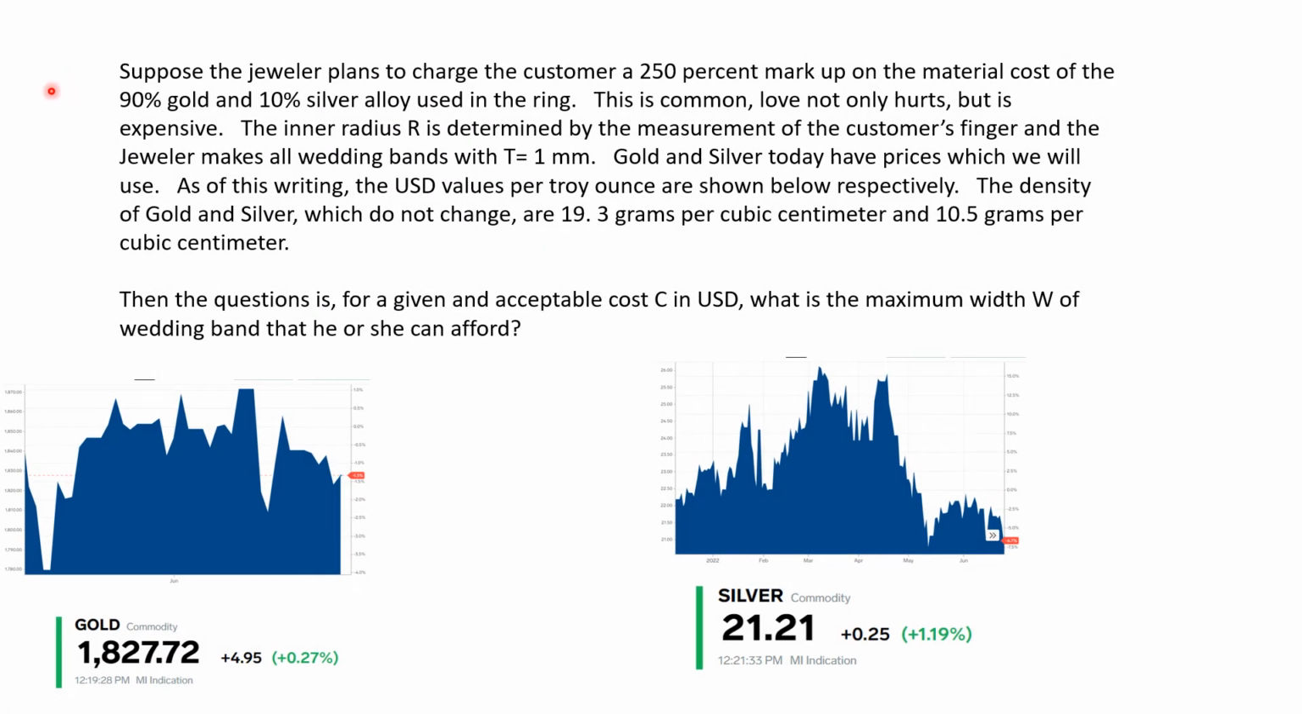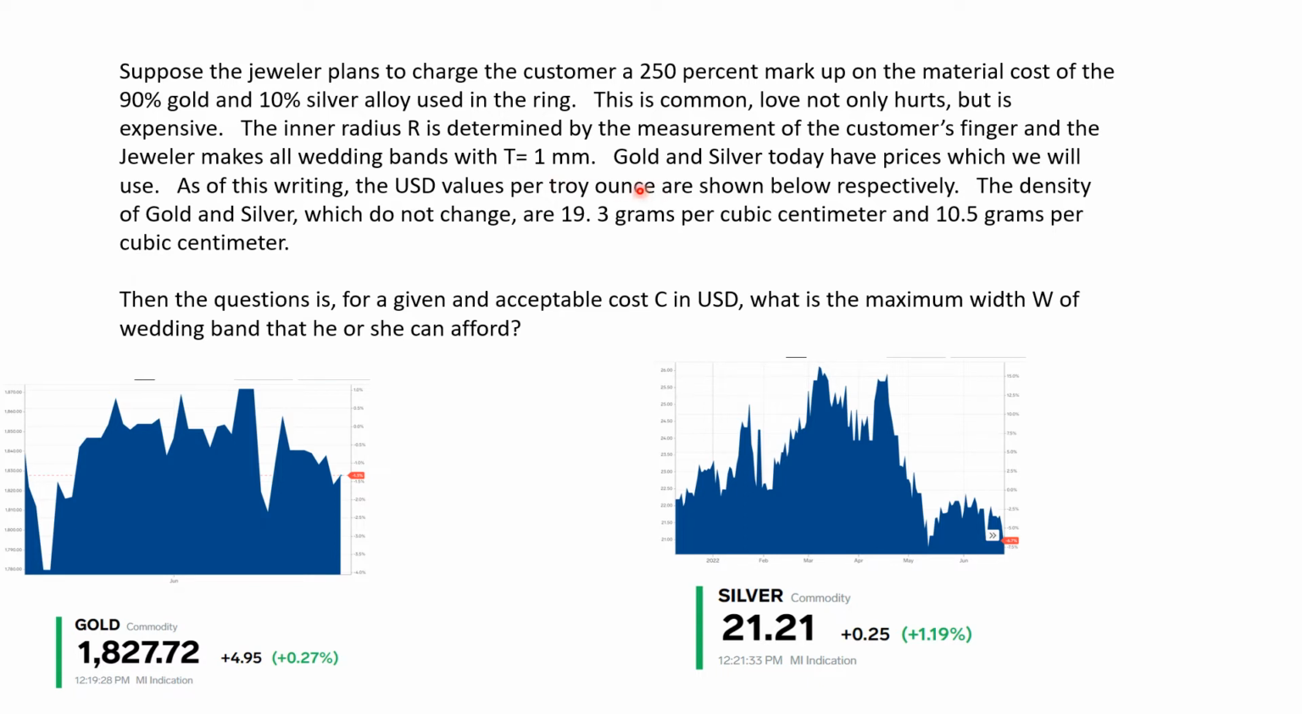Some more data and some more questions. Suppose the jeweler plans to charge the customer a 250% markup on the material cost of the 90% gold and 10% silver alloy used in the ring. Now, this kind of a markup might seem extensive, but it's really common. You see, love not only hurts, but love is expensive. The inner radius R is determined by the measurement of the customer's finger. And the jeweler makes all wedding bands with T equal 1 millimeter.